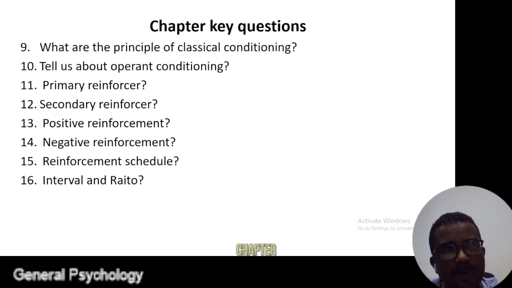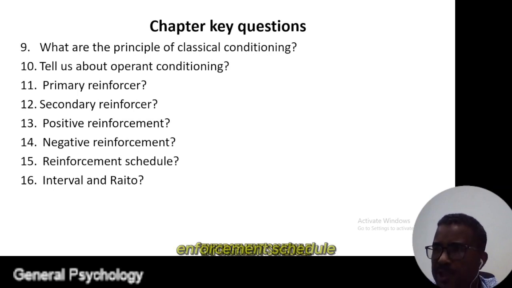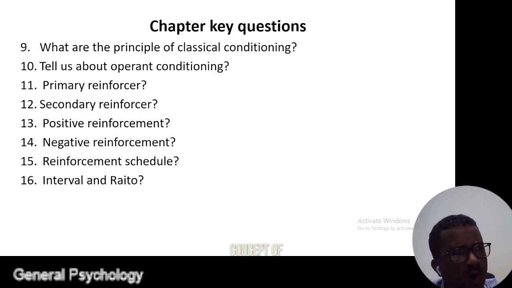So at the end of this chapter, one of your tasks is explaining and identifying the concept of positive as well as negative reinforcement. In addition to this, you will also define or explain the reinforcement schedule. What is the reinforcement schedule? What is the concept of interval and ratio reinforcement schedule? You are also going to put your explanation.